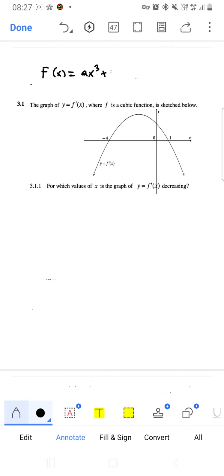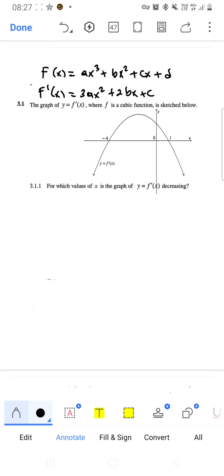ax cubed plus bx squared plus cx plus d, where d is the y-intercept. So this is a cubic function. So when we differentiate this cubic function once, we get what? We get a parabola function, right?